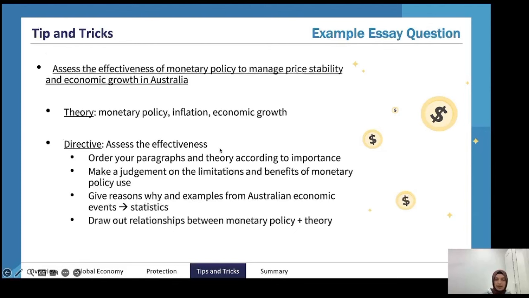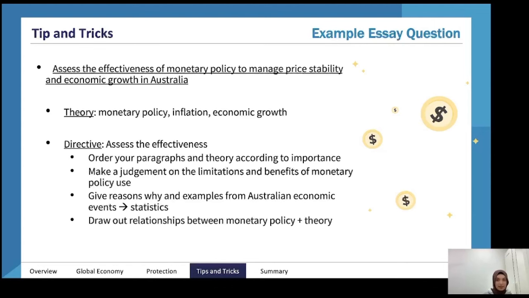You need to order your paragraphs and theory according to importance. What do you think the importance is? That's up to you to decide how effective something is. So you need to make a judgment. Students that don't make a judgment will not be able to get the maximum marks. You need to be able to make a judgment on the limitations and the benefits of monetary policy use. So give reasons why and examples from Australian economic events.